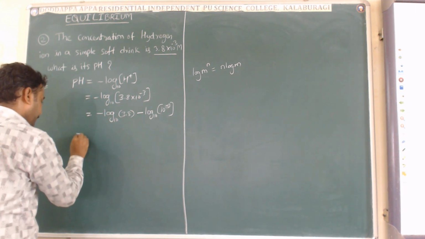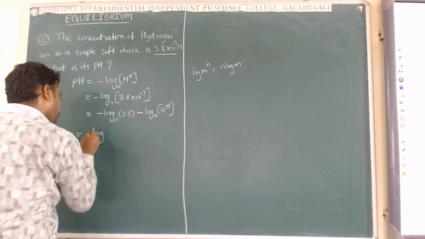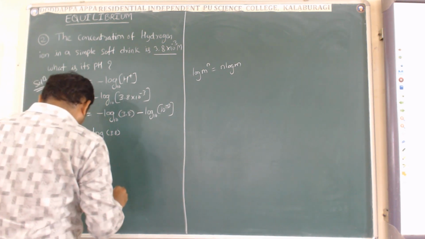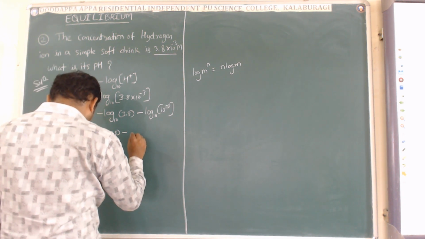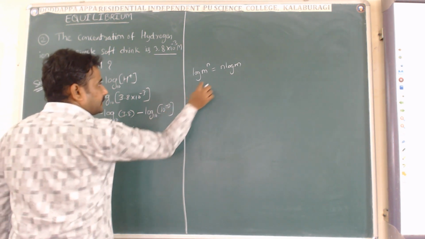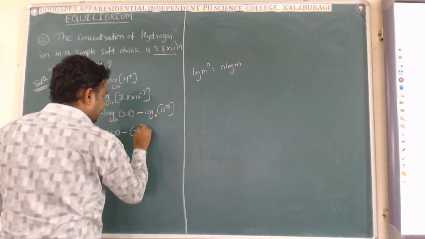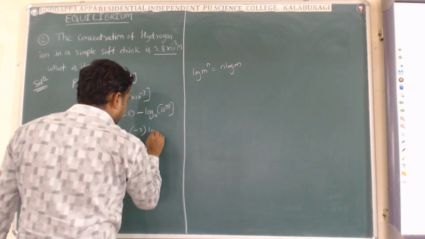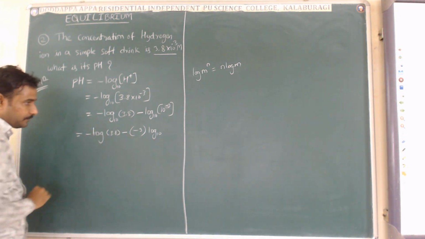If you simplify that, what do you get? The answer is minus log 3.8 minus 3 into log 10. Log m raised to n is written as n log m, where n is minus 3. Like that we have written here.